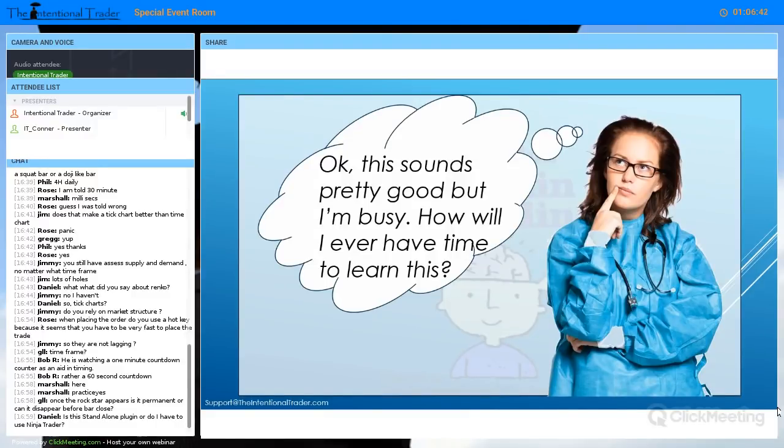So yeah, I encourage people to use it. We have a lot of people who have a brokerage with TradeStation or AMP Futures or something, and they can't use NinjaTrader for placing their trades.